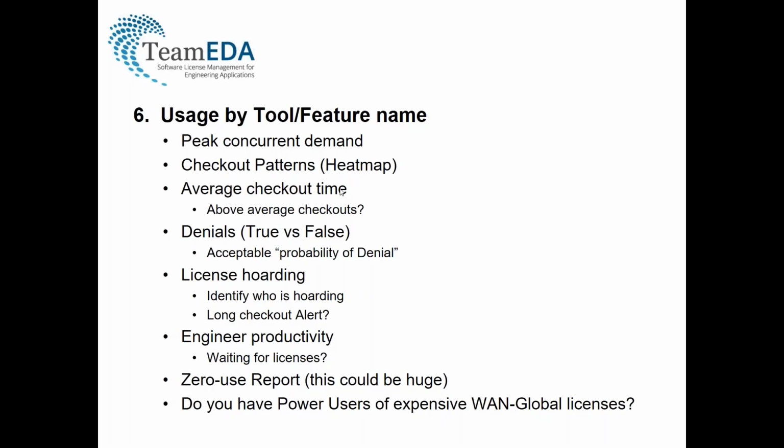Average checkout time per license. It may be 10 minutes, it may be 10 hours, but you need to know what is the average checkout time for your applications, for your tools. And do you have people that are checking out licenses beyond the average checkout time? And if so, how much beyond the average? Might imply that you have somebody camping on licenses or hoarding licenses, but knowing what the average checkout time is, is pretty important.